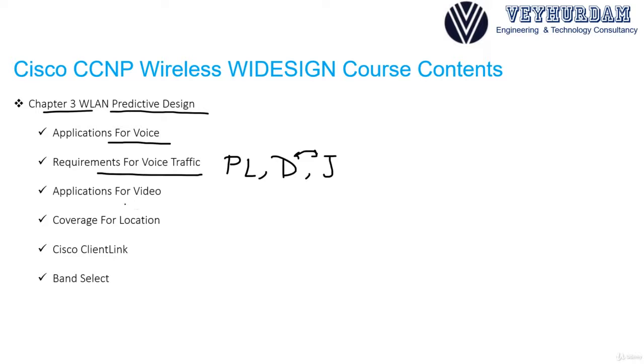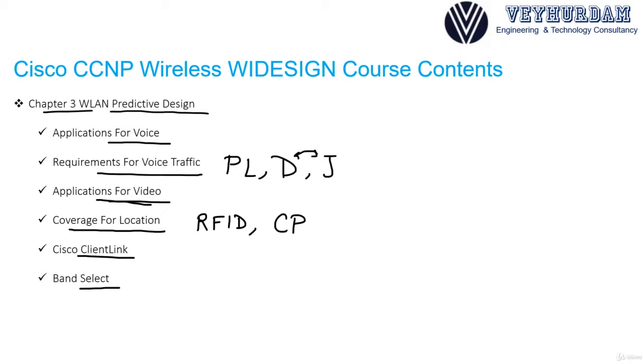And also, we need to understand what are the applications and their needs for video, why we need them, why we have them. We will also understand the coverage design, coverage need for location, specifically location tracking. We will talk about RFIDs, we will talk about choke points, and how we can use RFIDs and choke points for location tracking. Then we will understand Cisco Client Link, which are part of radio resource management.